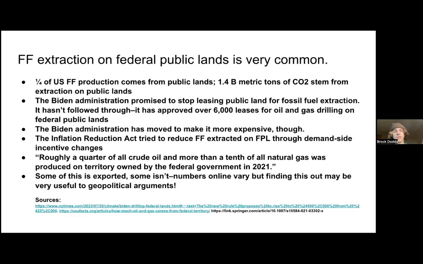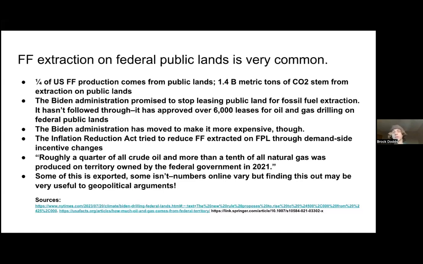All right, so I just have one slide for current affairs, because there's so much more I could dive into with this, but it really just stems down to the fact that fossil fuel extraction on federal public lands is very common. When I first started researching this topic, upon seeing the topic, my intuitive reaction was, oh, this is really specific. I doubt there's that many fossil fuels being extracted from federal public land. That just seemed like, why would it happen on federal public land? But actually, a fourth of fossil fuel production in the U.S. comes from federal public lands.